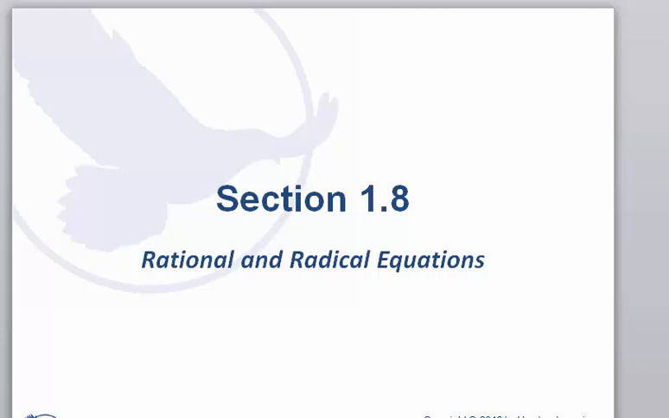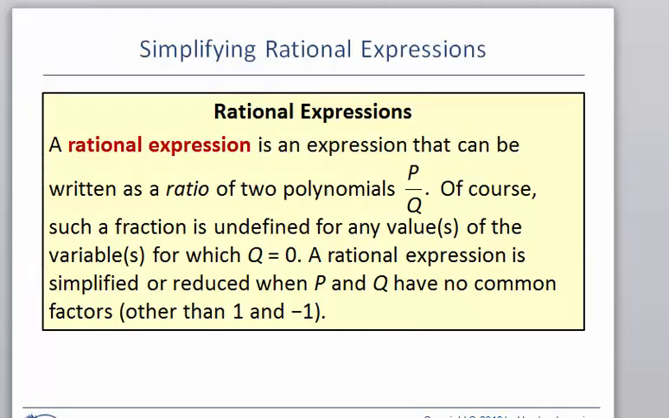We will now begin section 1.8 and discuss rational and radical equations. We'll begin with a definition for a rational expression. A rational expression is an expression that can be written as a ratio of two polynomials, meaning it can be written as a fraction, p over q. Of course, such a fraction is undefined for any value of the variable for which q is equal to 0, because remember that when you have a fraction, you cannot have 0 in the denominator of the fraction.